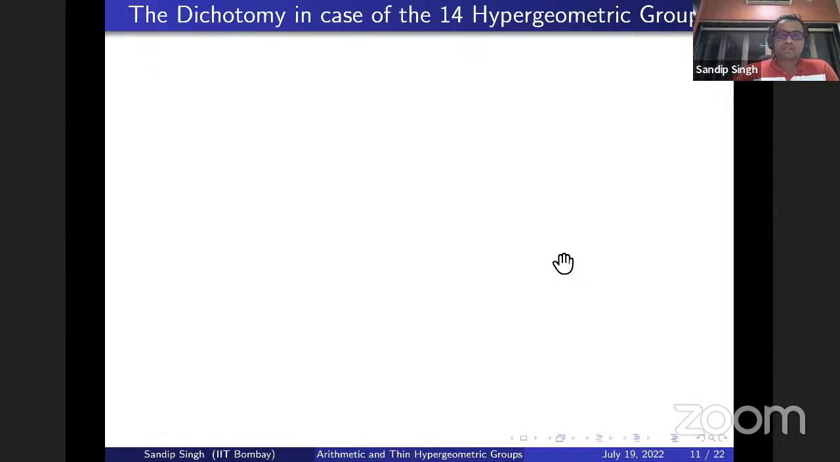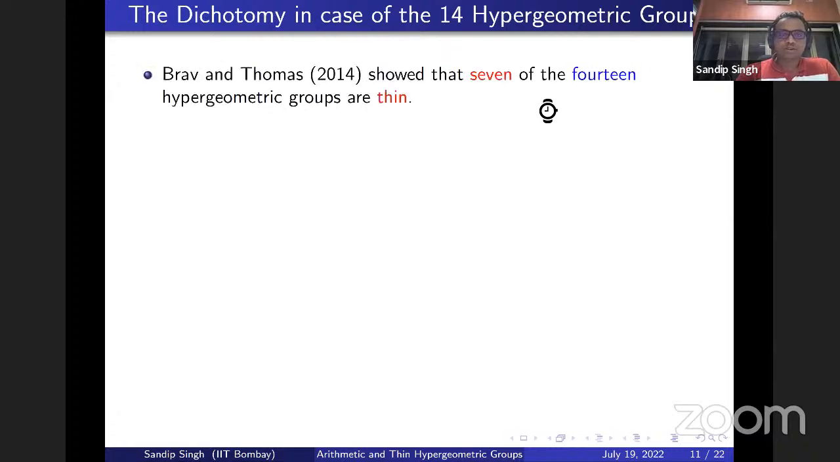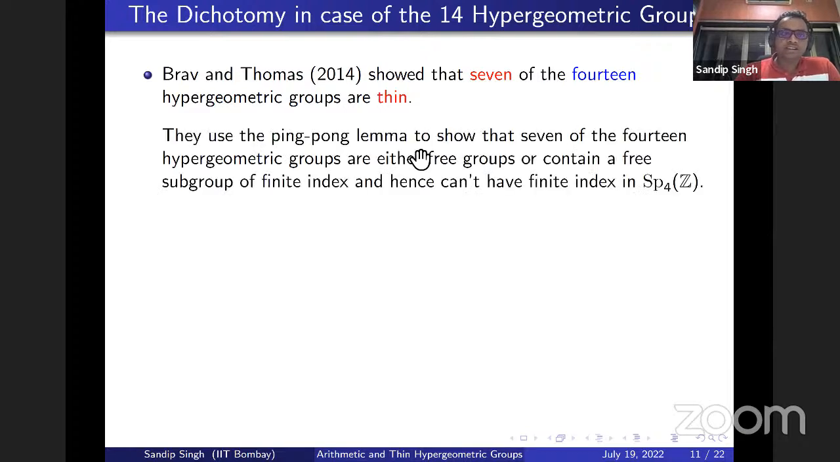So yeah, here is the dichotomy in the case of the 14 hypergeometric groups. Brav and Thomas actually showed that 7 of the 14 hypergeometric groups are thin. They use the ping pong lemma that is already known. I gave one classical example of a free subgroup of SL2Z, generated by those two matrices, (1, 2, 0, 1) and (1, 0, 2, 1). There also the freeness is proved just by using the ping pong lemma.